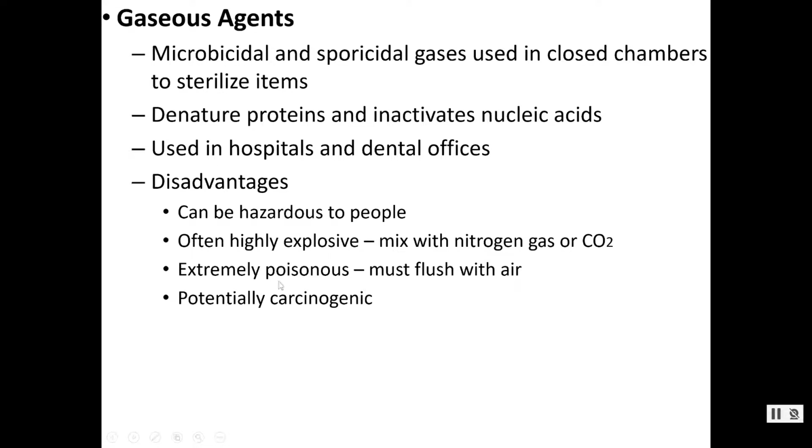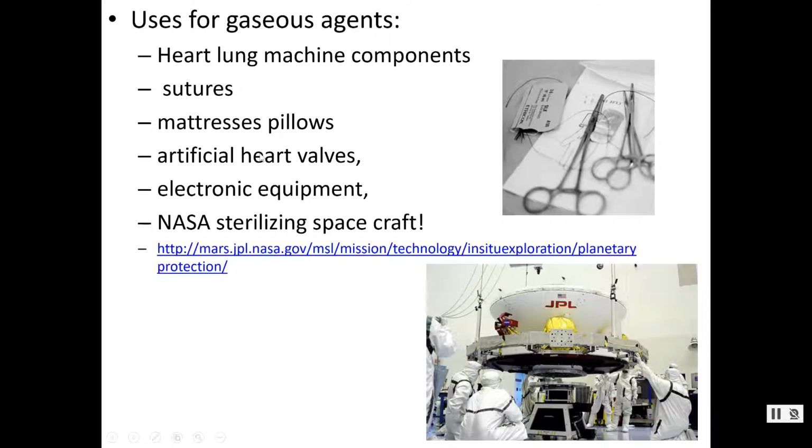If we do use gaseous agents, we have to make sure that the gas gets out. The good thing about gas is it gets in nooks and crevices. The bad thing about gas is it can get caught in nooks and crevices. We must make sure that it's all removed when you're using gas. But it's good for things like heart-lung machines, where you have lots of tubes and stuff. They'll use a gas to sterilize that.